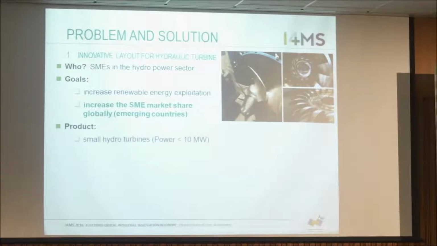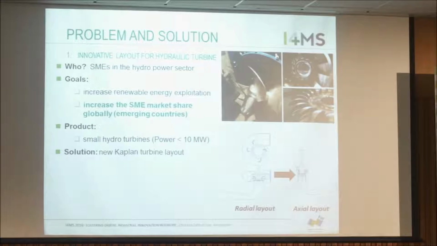The reference products are small hydro turbines of Kaplan type, which means that the net power produced is less than 10 megawatts. In the top figure, you can see the three most common types of turbines, the Kaplan in the big picture, and Francis and Pelton turbines.